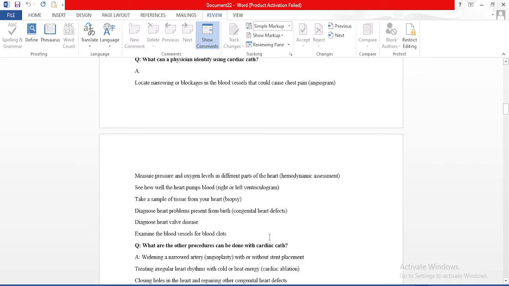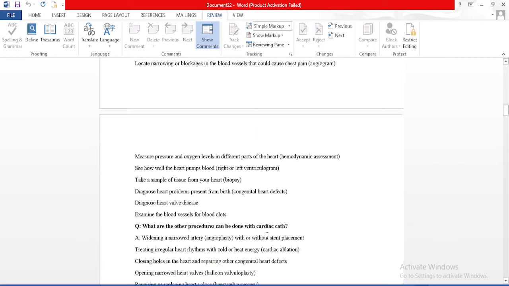So using cardiac catheterization, the physician will locate narrowing or blockage in the blood vessels that could cause chest pain, as we usually call it angina. The physician will measure pressure and oxygen levels in different parts of the heart, like he will try to establish hemodynamic assessments. So he can see how well the heart pumps blood, using right or left ventriculogram, and take a sample of tissue from your heart. Usually we call that a biopsy.